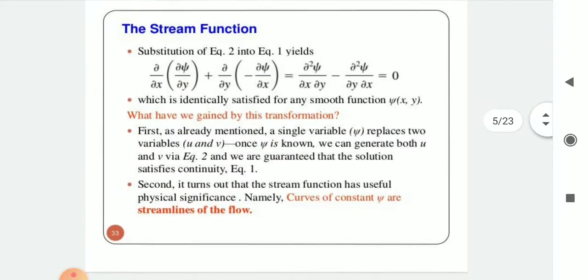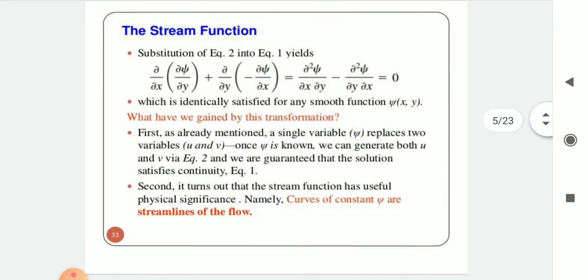Substitution of equation 2 into equation 1 yields d by dx of d psi by dy plus d by dy of minus d psi by dx, equal to d square psi divided by dx dy minus d square psi by dy dx equal to 0, which is identically satisfied for any smooth function psi of x, y.